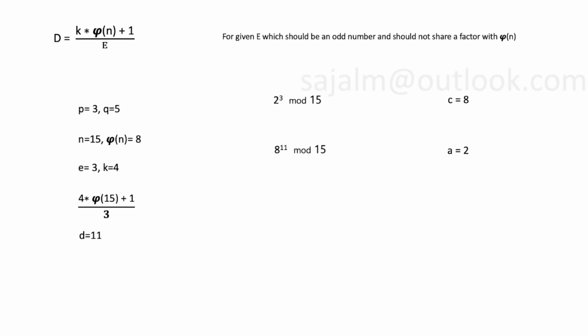The sender encrypts the message using the public key, that is 2 to the power 3 mod 15, which gives her the ciphertext C equal to 8. Upon receiving the message, the receiver decrypts it using his private key on the ciphertext, that is 8 to the power 11 mod 15. This gives us back the original message.